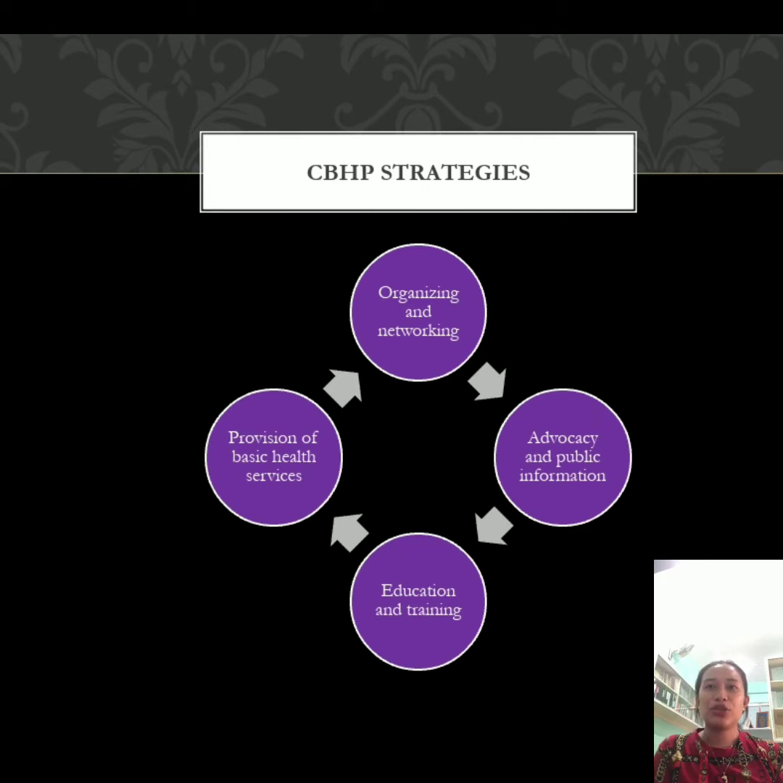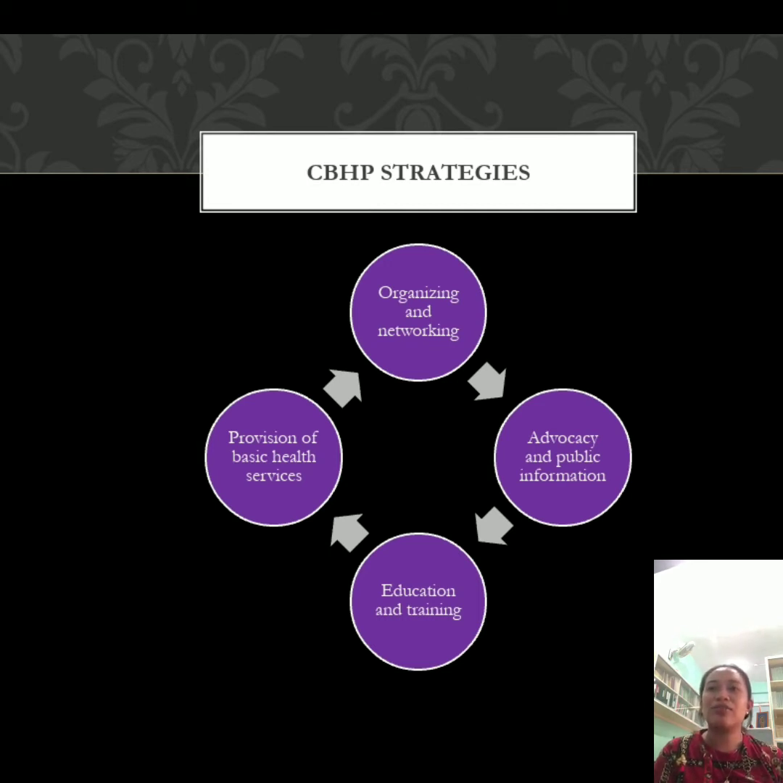I have researched 4 community-based health program strategies. First is organizing and networking. Once you organize a community, once there is networking, that means dealing with other people, influencing other people within the community, then it is actually a style, a strategy under the community-based health program.